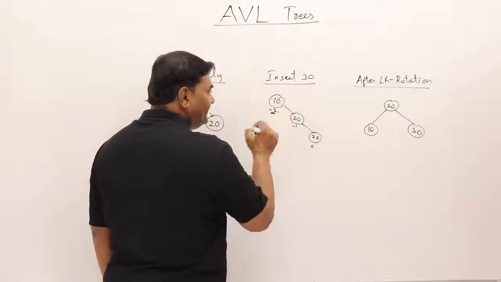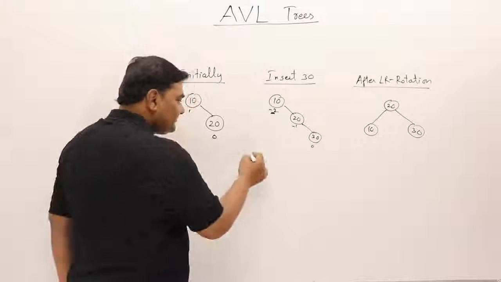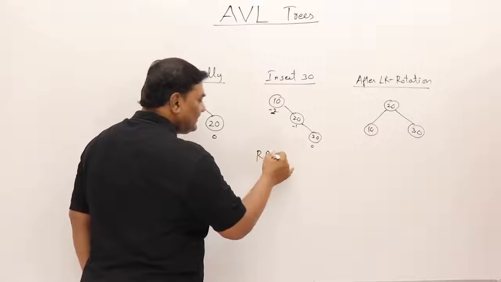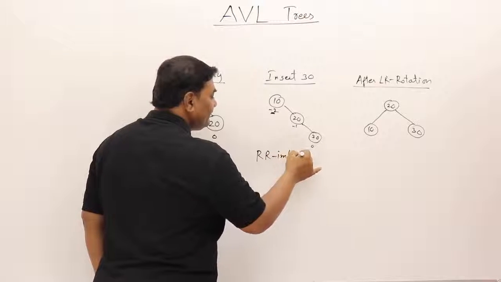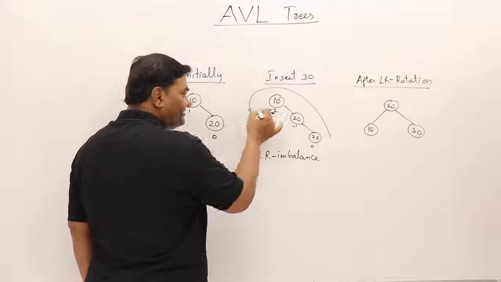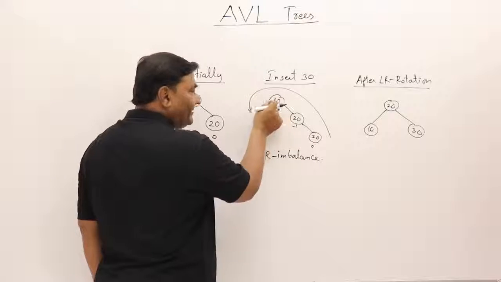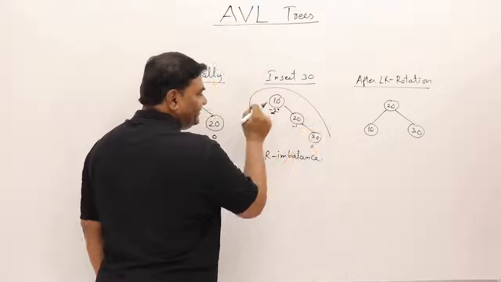So this became imbalanced. Which type of imbalance? Because we have inserted on the right of right, this is RR imbalance. When RR imbalance is there, we'll perform this type of rotation by fixing this node. We'll pull 20 here. So 10 here, 20 will move up and 30 will move up.